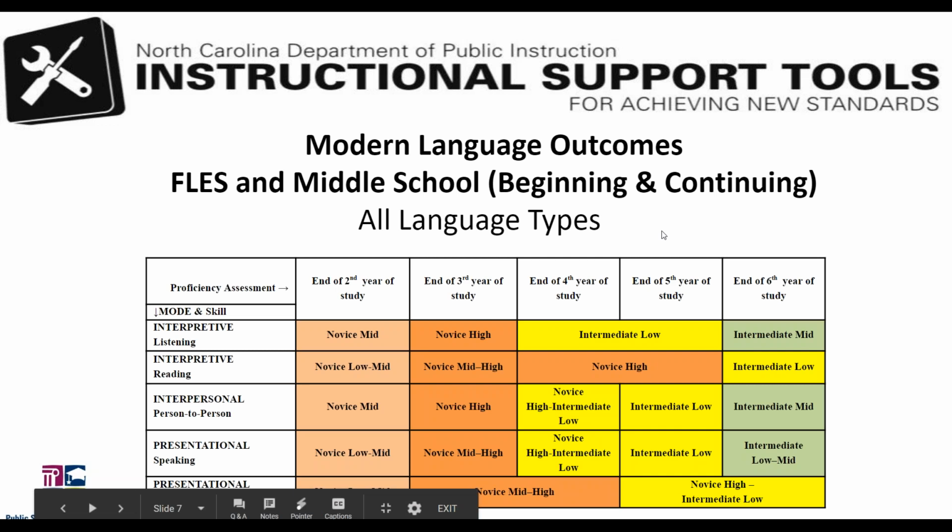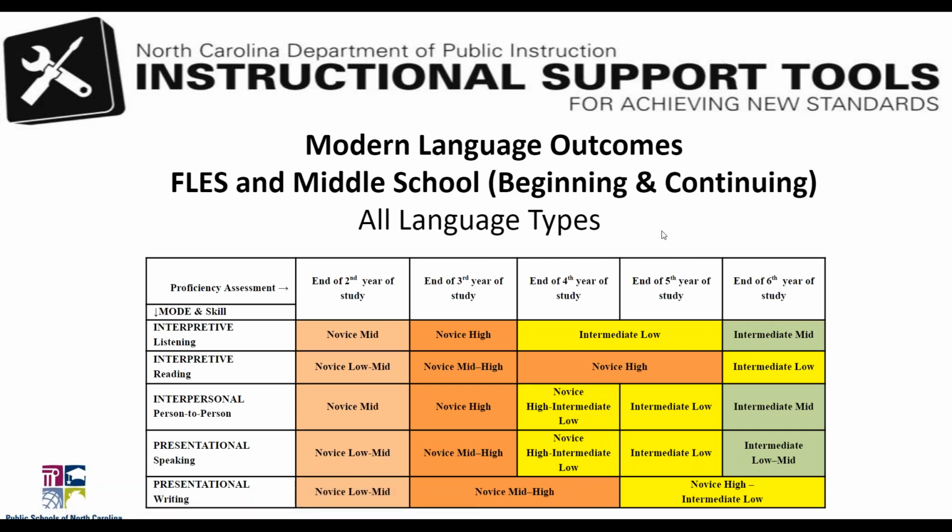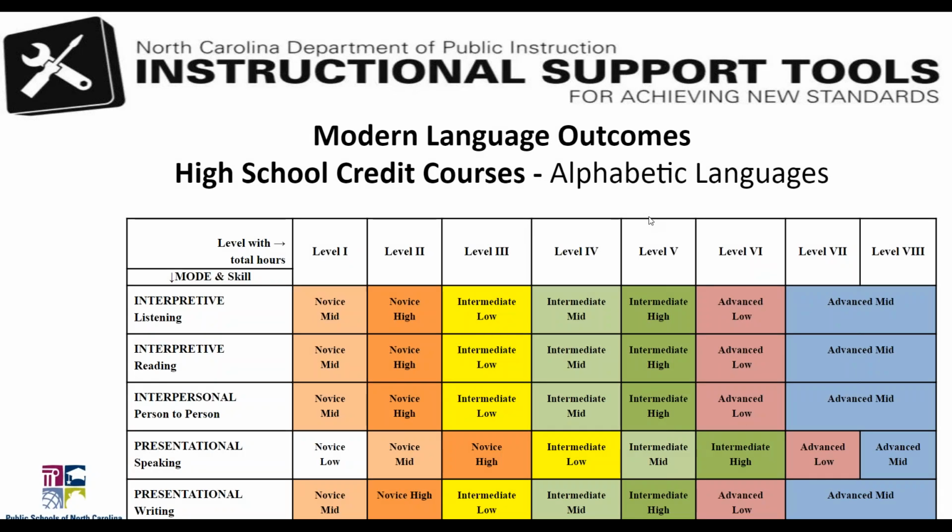All right, so you've picked two columns to follow here. If you've picked, let's say, the first two columns here about the end of 2nd year of study and the end of 3rd year of study, I want you to follow that and pick the first two columns on the next several charts as we go through them. So we've just been looking at the K-8 proficiency outcomes of proficiency-based programs. And now I'm going to move to the high school credit courses that are offered through the standards, levels 1 through 8, as I told you.